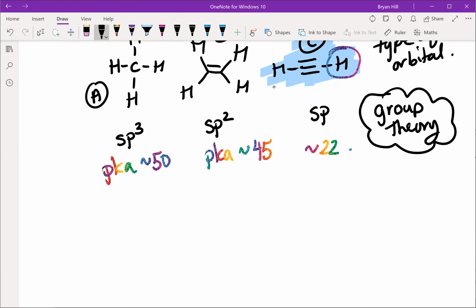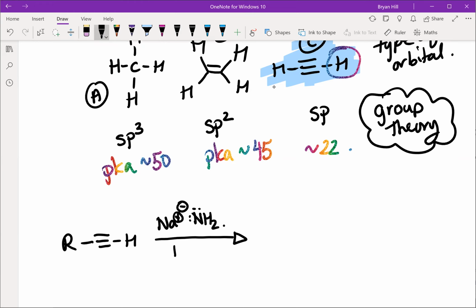Your textbook, the base your textbook uses all the time is sodium NH2. So what this is would be NH2 minus sodium plus. And we'll use an aprotic solvent because you wouldn't want your solvent to protonate your NH2. So the pKa of NH3 is approximately, if my memory is correct, 32 to 35, something like this.